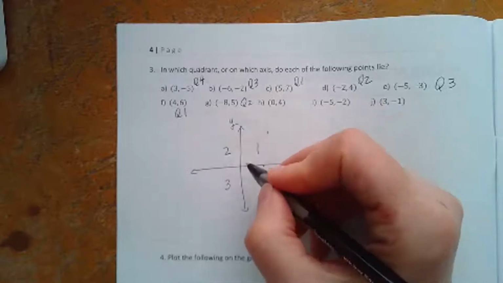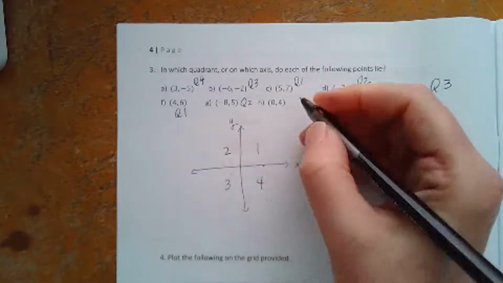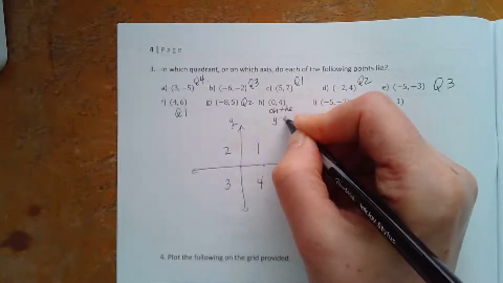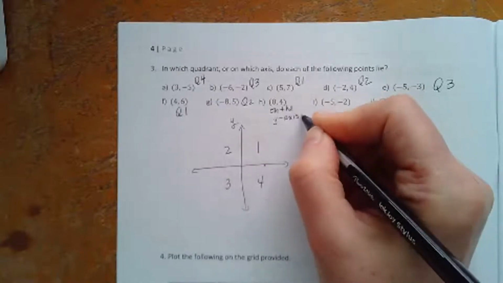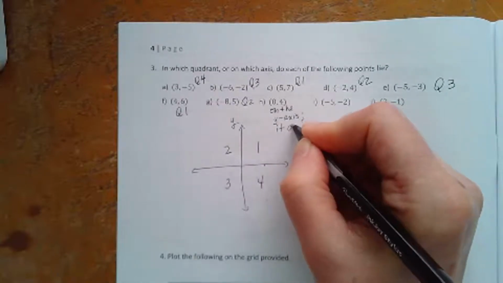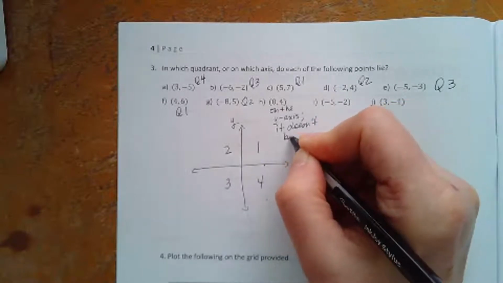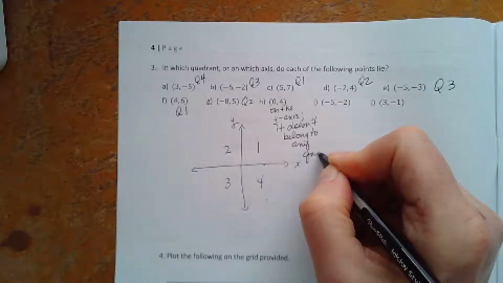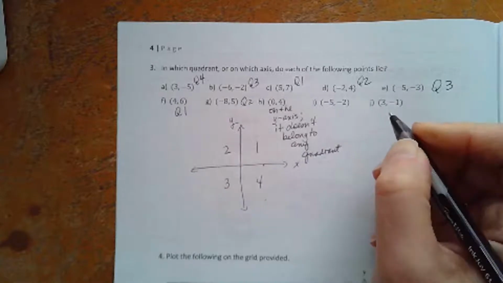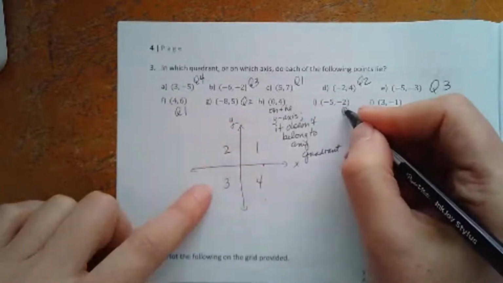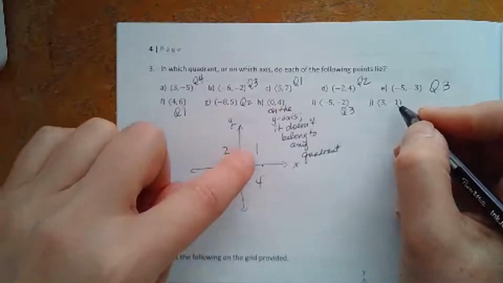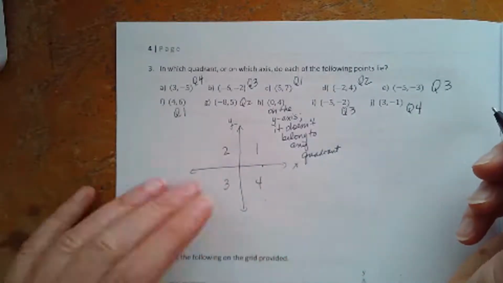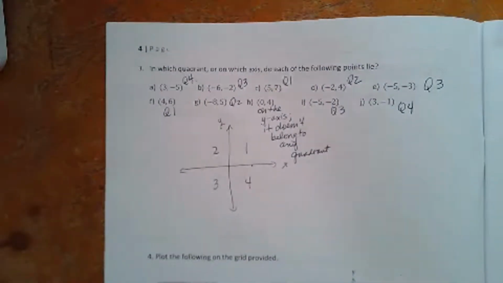This is interesting. X is 0, y is 4. So that's right on the y-axis. Okay. This is on the y-axis. Okay. It doesn't belong to a quadrant. It doesn't belong to any quadrant. Both negative, that's down here, quadrant 3, and x positive, so on this side, but y negative, dropping down, so it's quadrant 4.